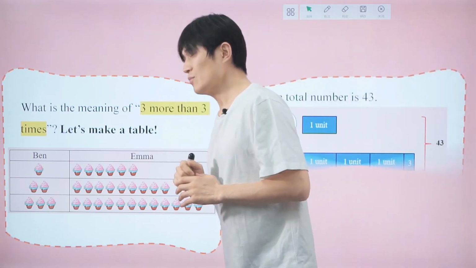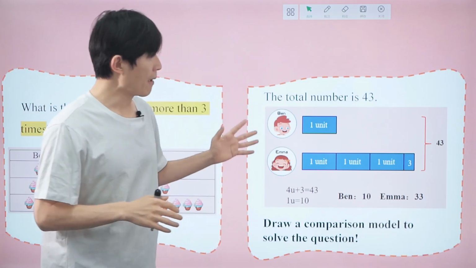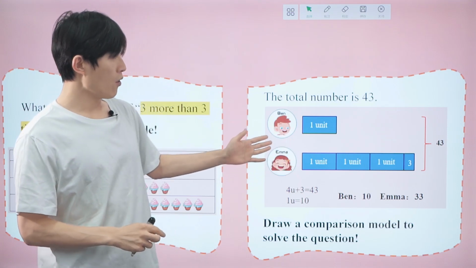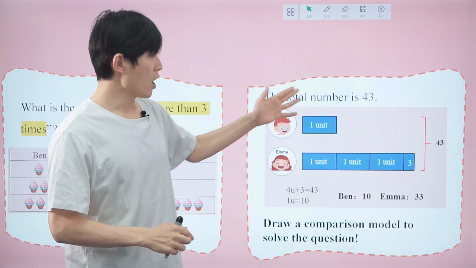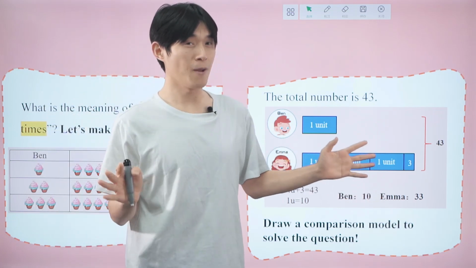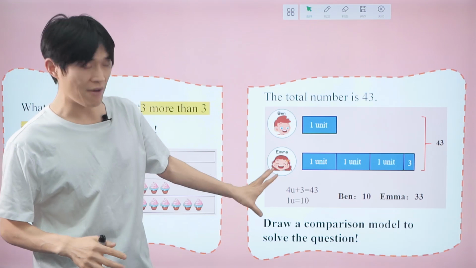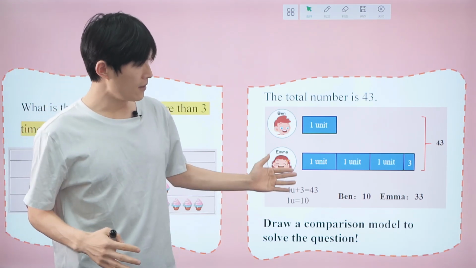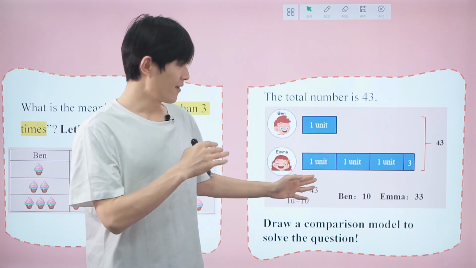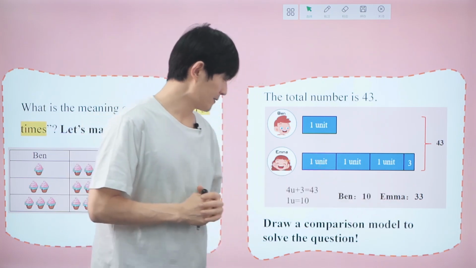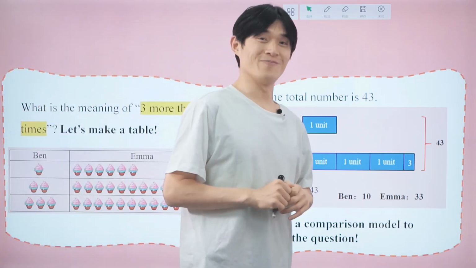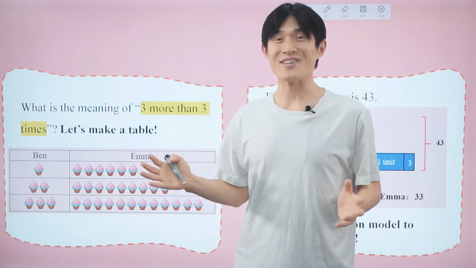And then we have this. This is our comparison model. You know the total number, and you know Ben has 1 unit of cupcakes, and Emma has 3 units plus 3. That's 3 more than 3 times. So you have this mathematical expression, and then you have the value of 1 unit, and then you know the cupcakes Ben got and Emma got. So draw a comparison model to solve the question. And now you know how to do this, right?